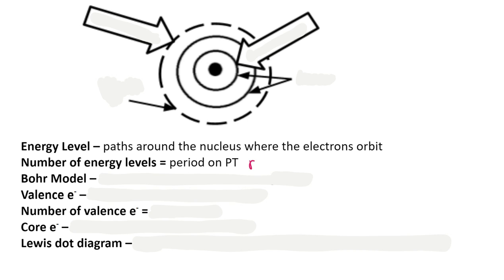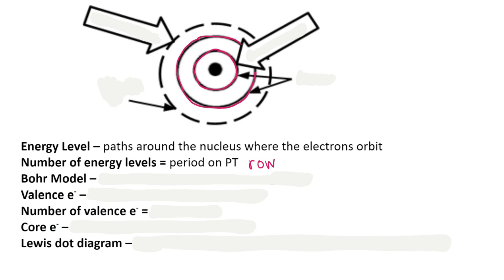In case you forgot, a period means a row. So any element that is in period 3, the electrons occupy 3 energy levels. If an element's in period 7, then it occupies 7 energy levels. And the energy levels are a little bit different. Notice that really close to the nucleus right here, it's much littler, and they get bigger as they go out.